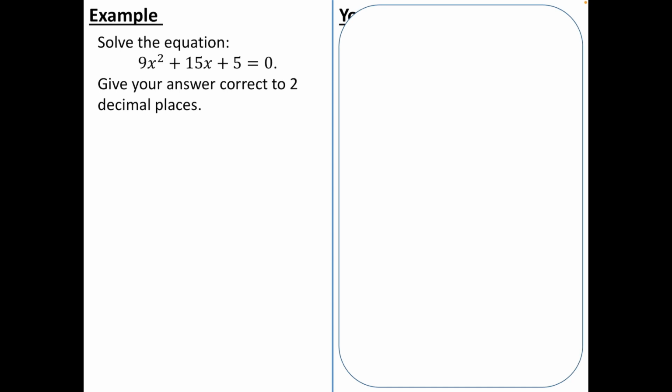The reason for that is because you're going to have decimal answers. And they're not going to be very nice decimals. It's not going to be 4.5 or 3.5. It could be 4.2679. They're not nice numbers.